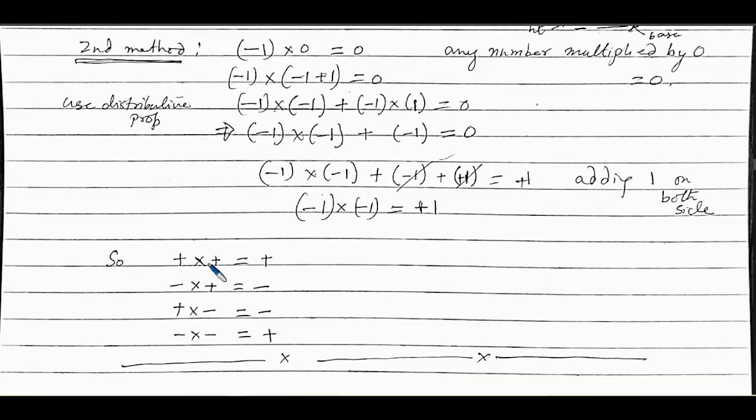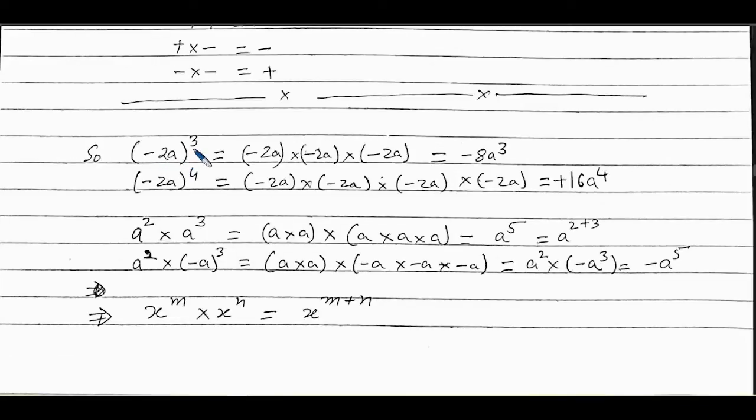So we can say plus into plus is always plus, minus into plus is minus, plus into minus is minus, and minus into minus is plus. So when I say minus of some number and minus of another number, when you multiply it, it will be positive. So what is minus 2a to the power 3?